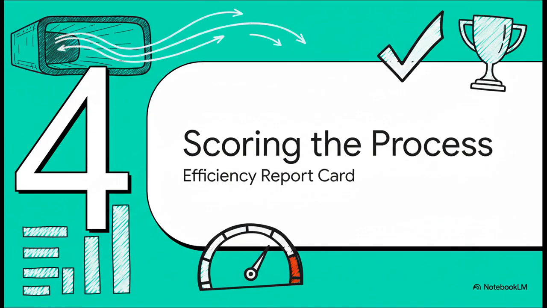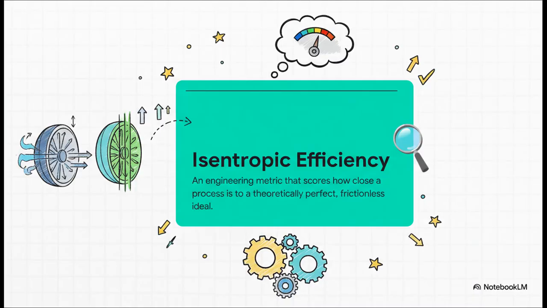We need some kind of universal report card, a single score that tells us how we're doing. In this world, that report card is called isentropic efficiency. Now, don't let the complicated name fool you. The idea is actually pretty simple. It just measures how close your real-world machine is to a theoretically perfect, 100% efficient, totally frictionless version of itself. So the closer you get to a score of 100, the better your design is.